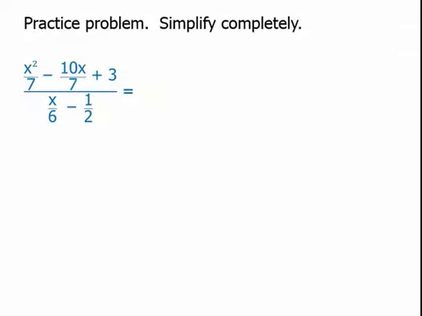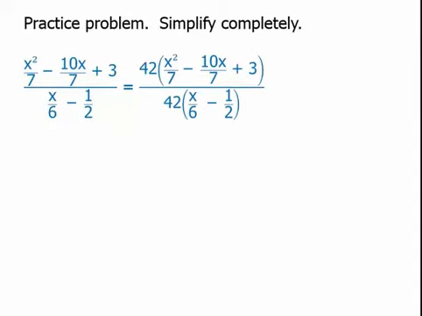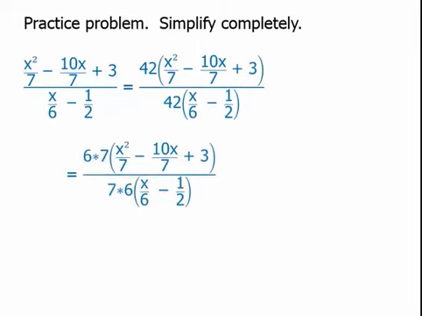Here's a practice problem. Pause the video, and then we'll talk about this. Okay. So what we're going to do here is multiply by the least common multiple of 2, 6, and 7. That least common multiple is 42. So we've multiplied the numerator and denominator by 42, and I'm going to rewrite 42 this way. I'm going to rewrite it in terms of 6 times 7 or 7 times 6.